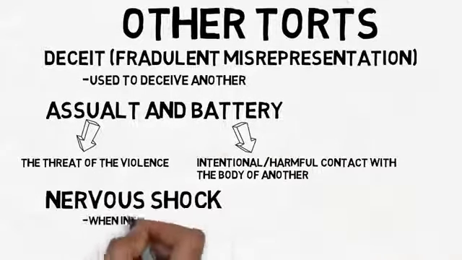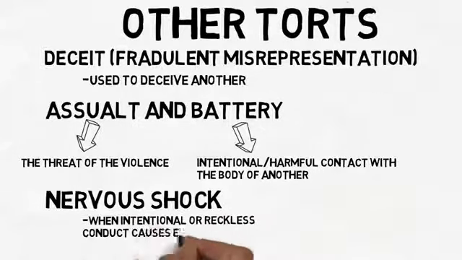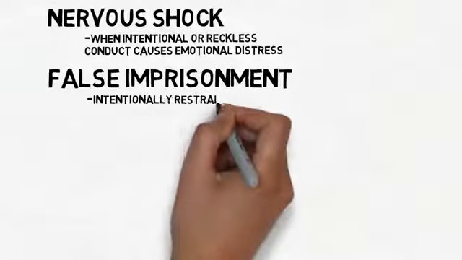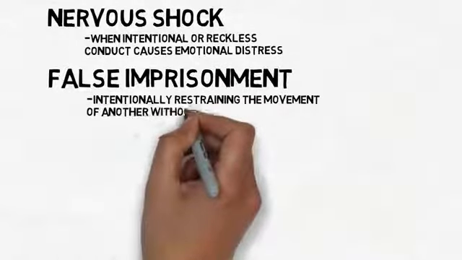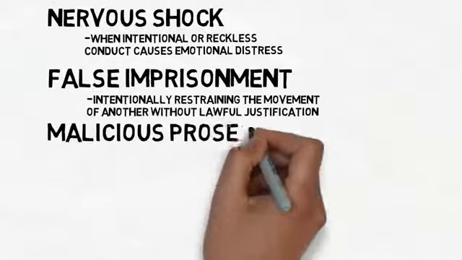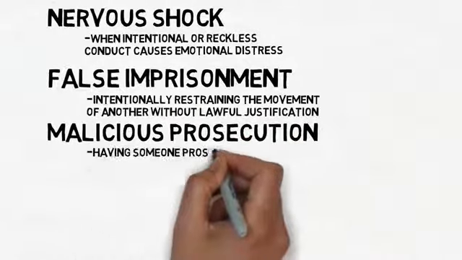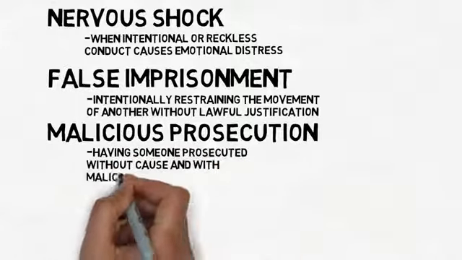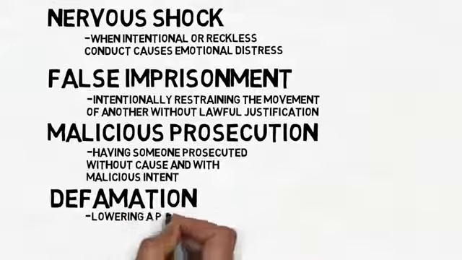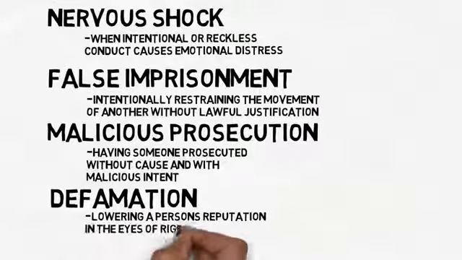So we have nervous shock, when intentional or reckless conduct causes emotional distress. False imprisonment, intentionally restraining the movement of another without lawful justification. Malicious prosecution, having someone prosecuted without cause and with malicious intent. Defamation, lowering a person's reputation in the eyes of right-thinking members of society.